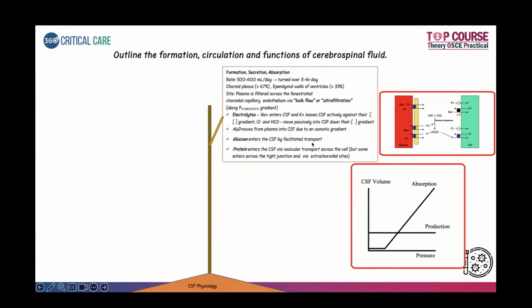Glucose enters the CSF by facilitated transport. Glucose, all over the body, cannot transfer on its own, so it has to be a facilitated transfer always. You can write this sentence in any form of formation question: how is CSF formed? Glucose enters the CSF by facilitated transport. Protein enters the CSF via vesicular transport across the cell, but some enters through the tight junction and via the extracellular site. This is important because you will have a very low amount of protein in the CSF because of this mechanism.